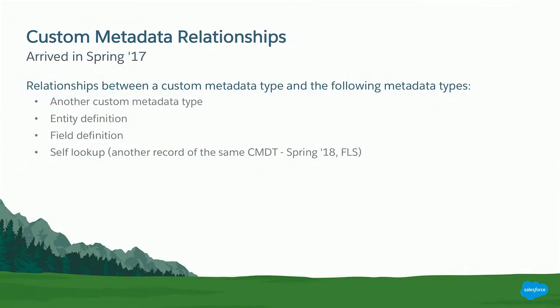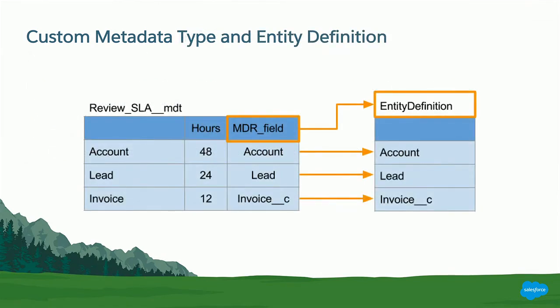All right, so we've also recently, just as of spring this year, gotten custom metadata relationships. So relationships between a custom metadata type and other metadata types. So we can have other custom metadata types. We can have entity definitions, which is like objects. We can have field definitions. And then on our roadmap, we're going to have self-lookups for another record of the same custom metadata type. And this will all become clear in just a second. So here's an example. We have some SLA settings.